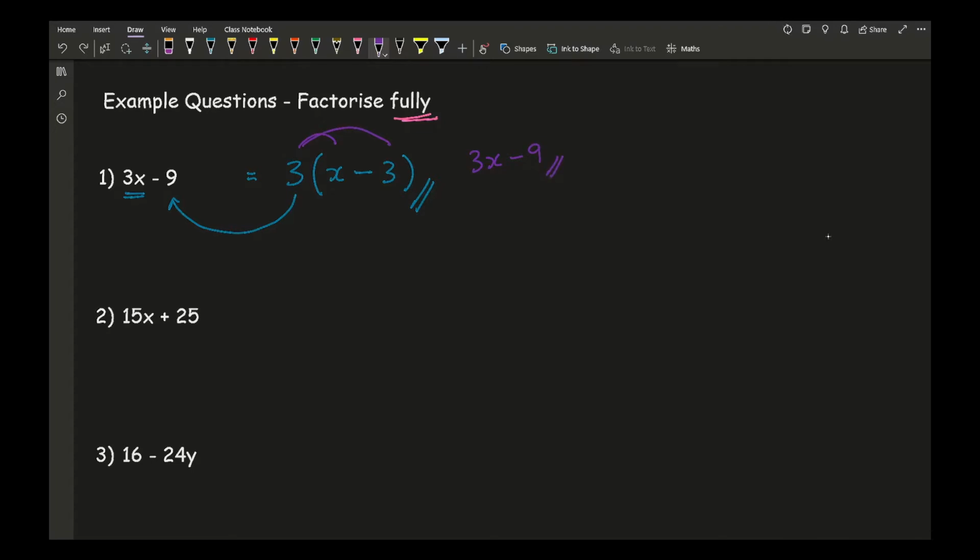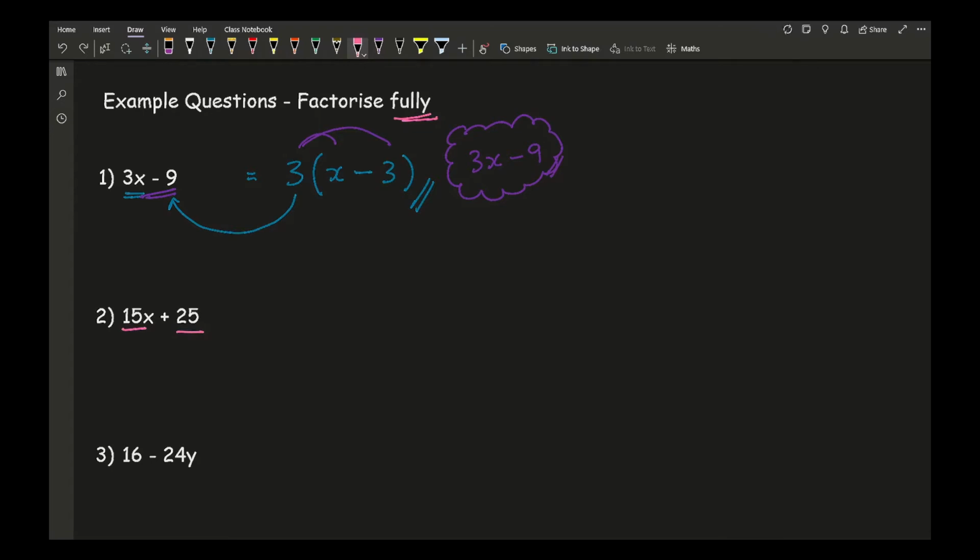And again, I've just checked. So this here is just my little checkpoint to make sure that I have the original question. So for question 2, let's go for a different colour. So here I've got two terms. I've got a number in both, so I haven't got a common letter, but I've got a common number.